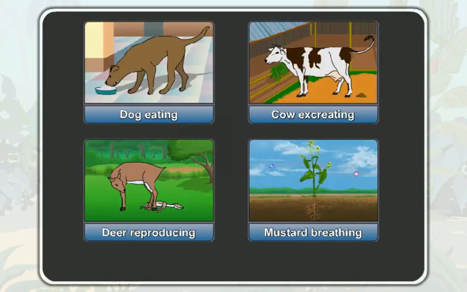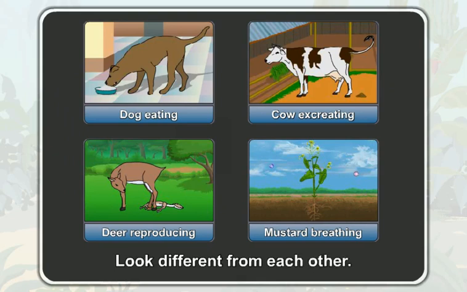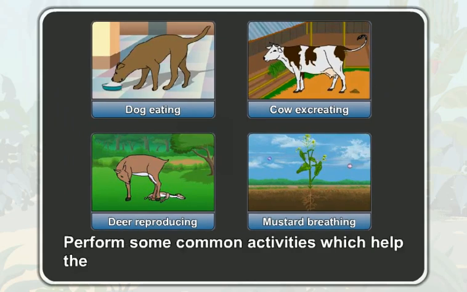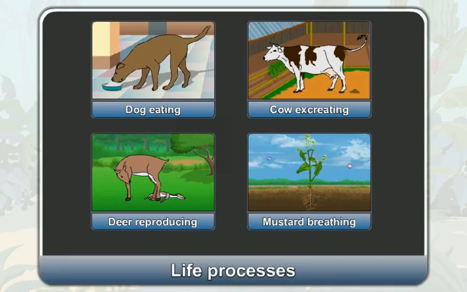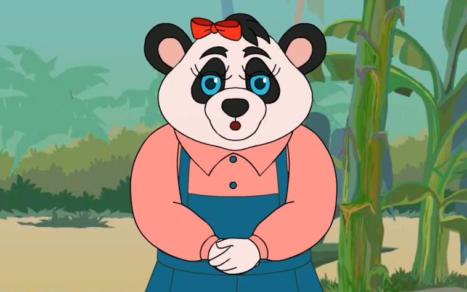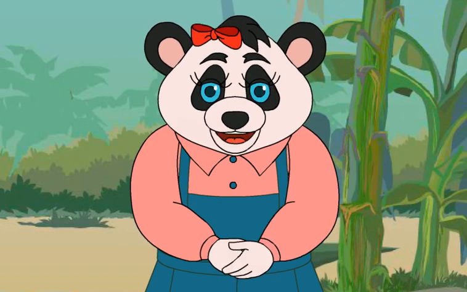All living things look different from each other. But all of them perform some common activities which help them to stay alive. These activities are known as life processes. Remember that to be alive, one has to perform all the life processes.